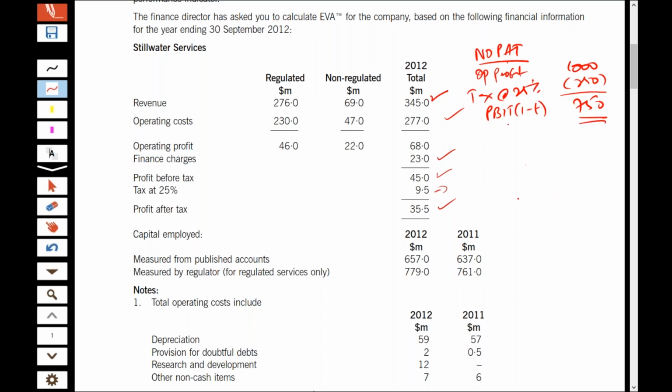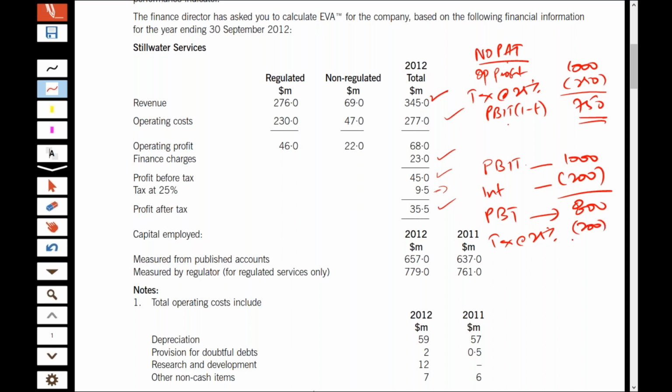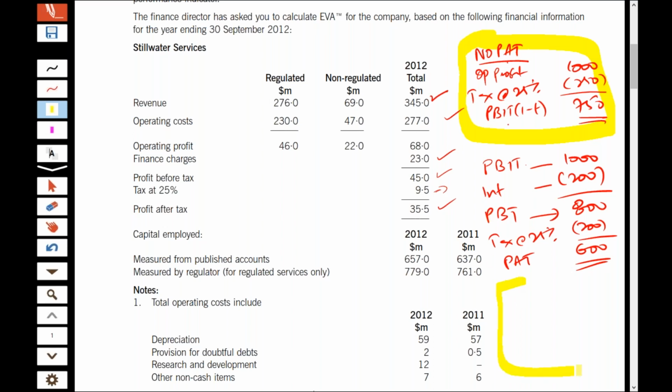Now, the alternative way of doing it is what? For example, you've got a PBIT of, let's say, 1,000, and interest of, let's say, 200. Resultingly, the profit before tax turns out to be 800. You apply tax to it at 25%, so it becomes 200. And hence you've got the profit after tax of 600.